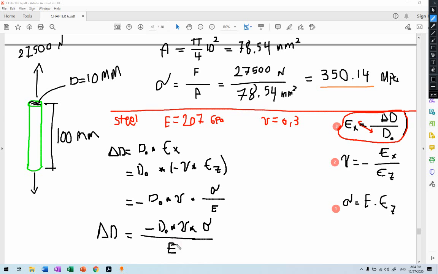Now what does the minus in front mean here? This minus in the front means reduction, and we already know that it is a reduction, because in tension we know that strain in the z direction is positive, strain in the x direction will be negative, and negative strain in the x direction means delta D is negative, which means a reduction.